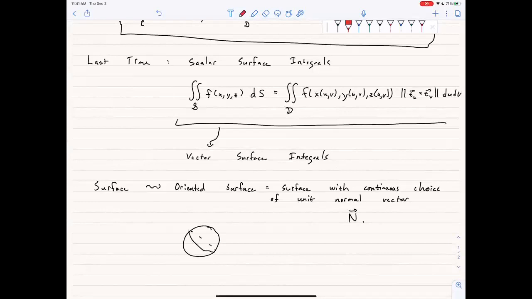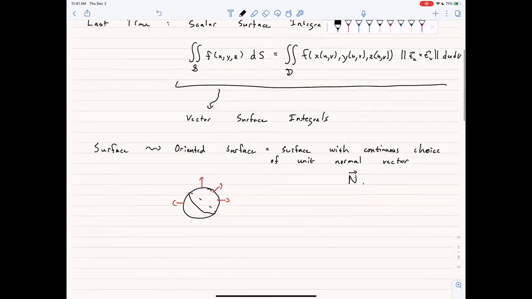Okay. So if I have some kind of a surface, to give it an orientation means that I'm just everywhere giving it a unit vector that is orthogonal to the surface. And it has to be continuous. We don't do some crazy switch somewhere where we just decide to change our orientation. It needs to be continuously changing. Okay. Make sense?